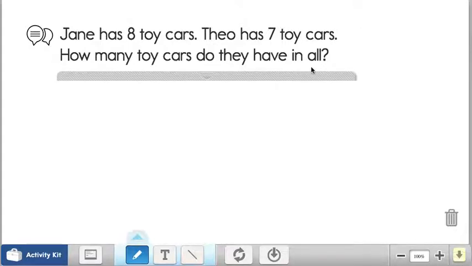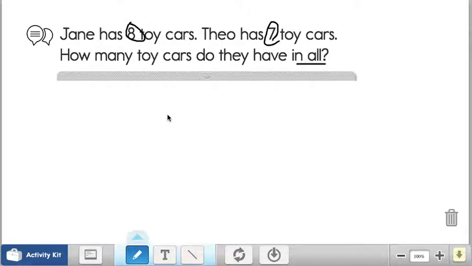Now, here we have a story problem. It says Jane has 8 toy cars. Theo has 7 toy cars. How many toy cars do they have in all? Well, there are some important things here: our numbers 7 and 8, and this "in all." Because that "in all" is going to tell us that we are adding.